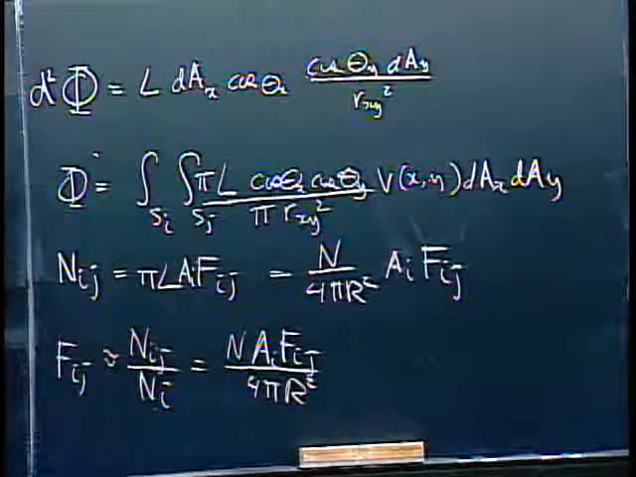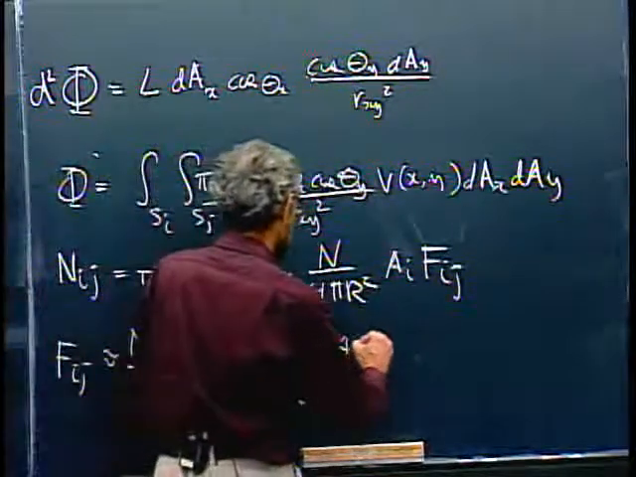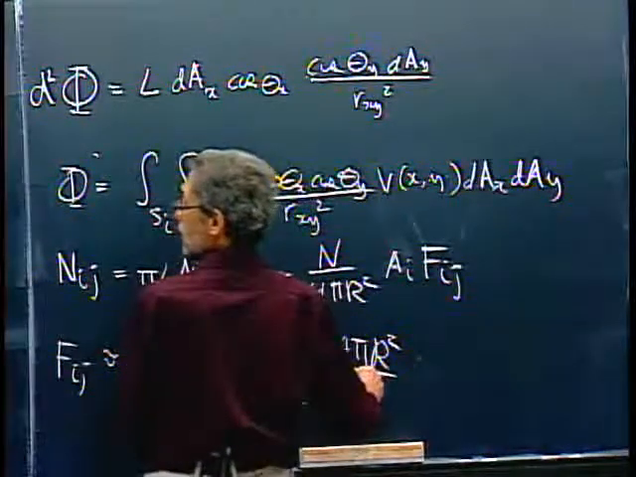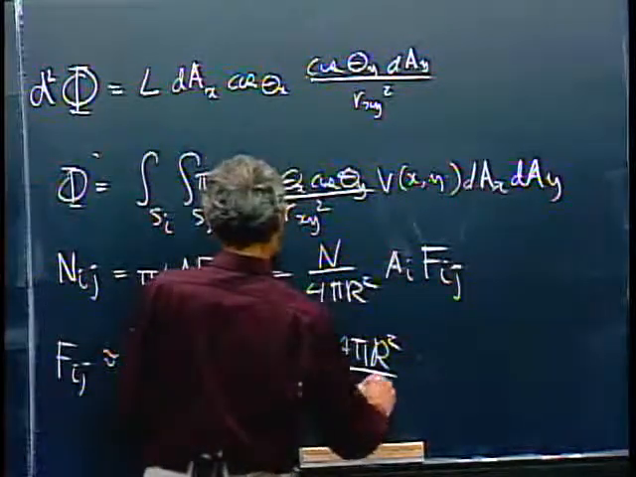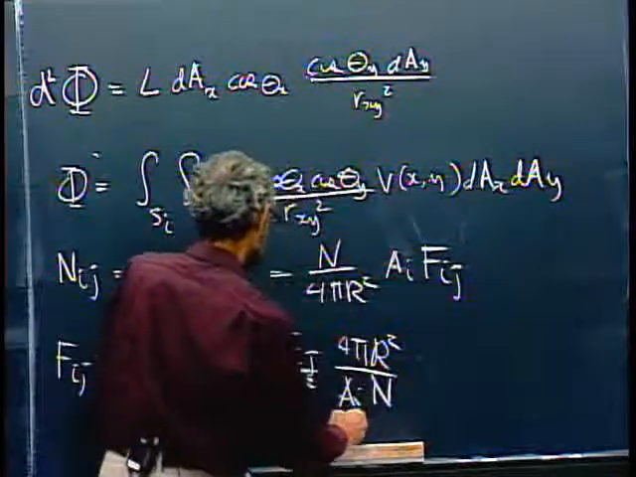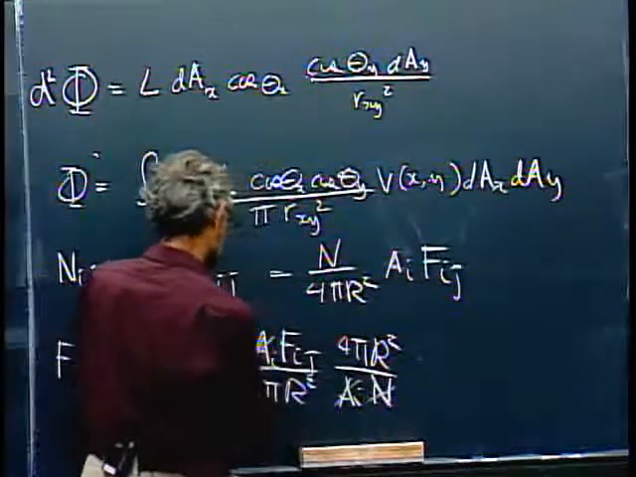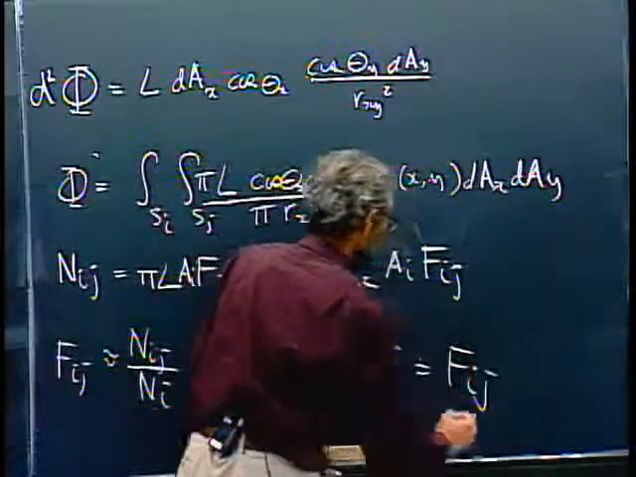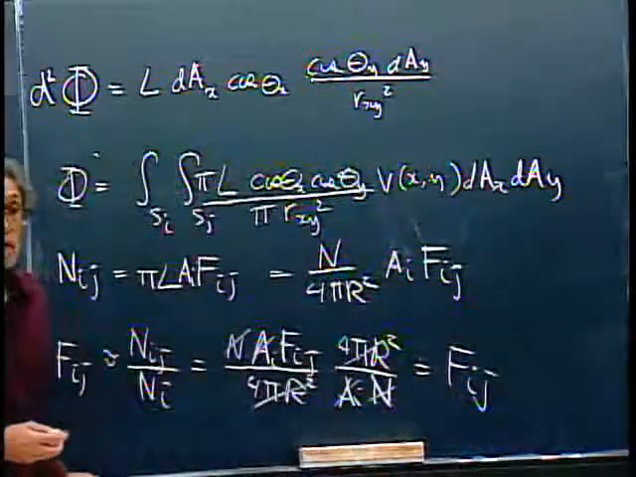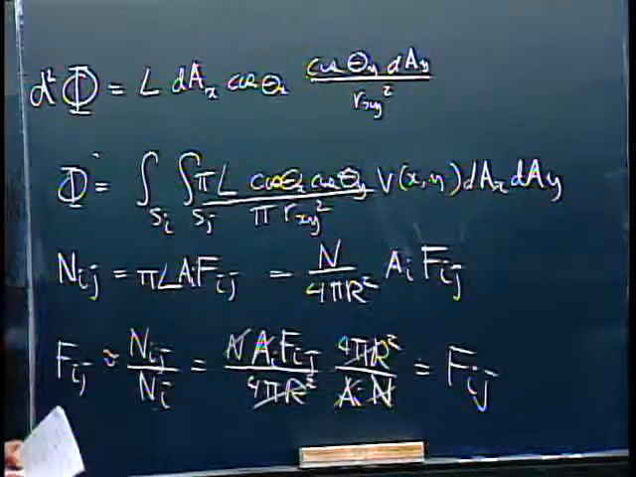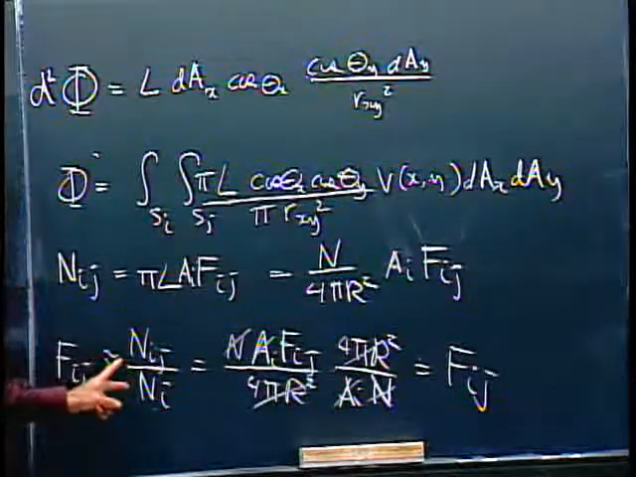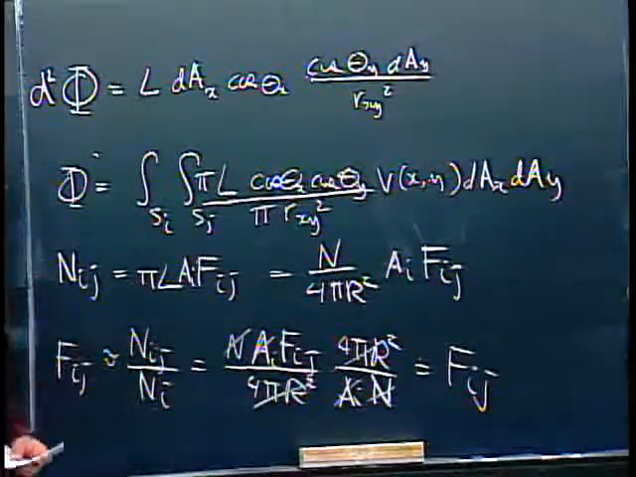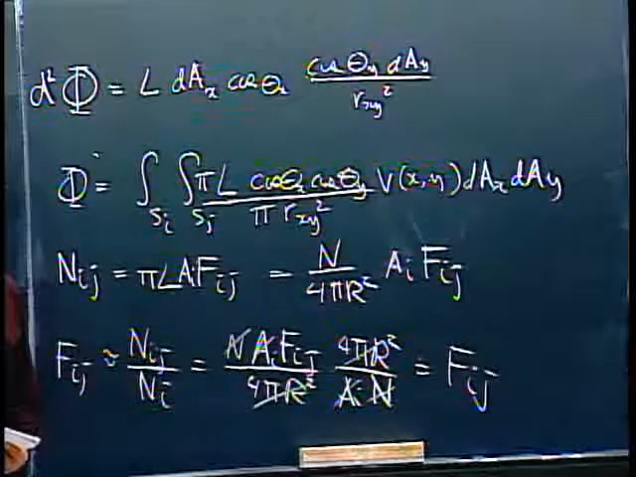Let me just do that. I'll have 4 pi r squared times AIN. So the AI's cancel, the N's cancel, the 4 pi r squareds cancel, and I get Fij. Right, so that completes the proof that they didn't give in the book, that this ratio of these two counts from those global lines will give you an estimate of the form factor. And the point is it gets all the form factors at once.